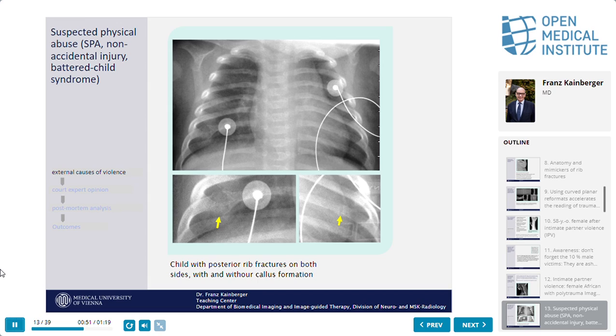Suspected physical abuse, also referred to as SBA or non-accidental injury, formerly called shaken baby syndrome. A typical example here is a child with posterior rib fractures. Posterior rib fractures are very typical. The second typical finding is that the fractures on the right and left sides are not of the same age. Here this is fresh, only a tiny fracture line, and here you see callus formation. So that's almost a definite sign.